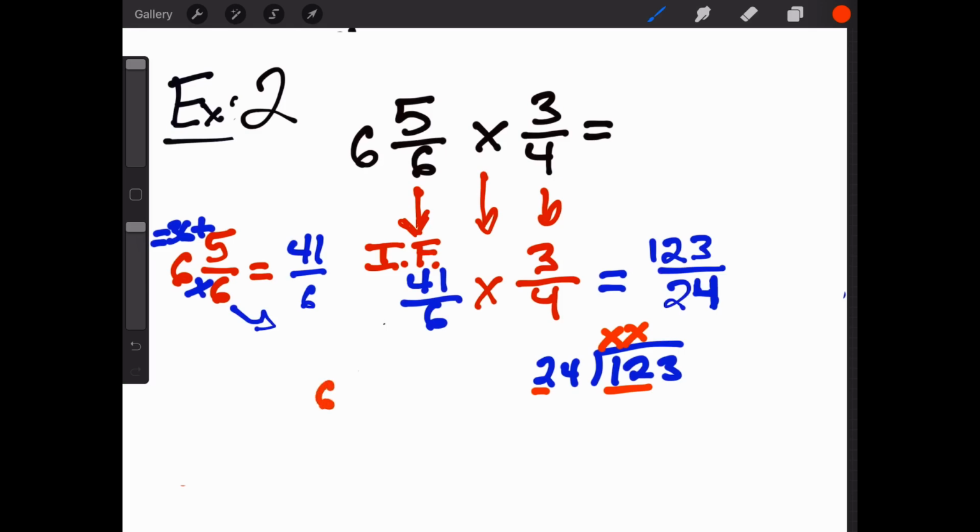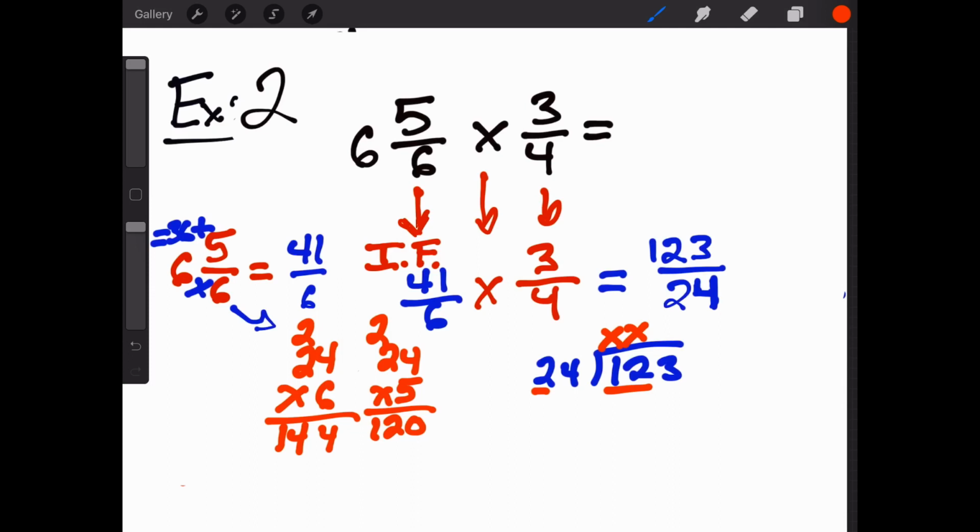So let's try on the side doing 6 times 24. 6 times 4 is 24. We group 2. 6 times 2 is 12 plus 2 is 144. So that's way too big. So then we go to 5. 5 times 4 is 20. We group 2. 5 times 2 is 10 plus 2 is 120. Does it fit? Sure it does. So I'm going to bring the 5 here, the 120 underneath here, and I get remainder 3.